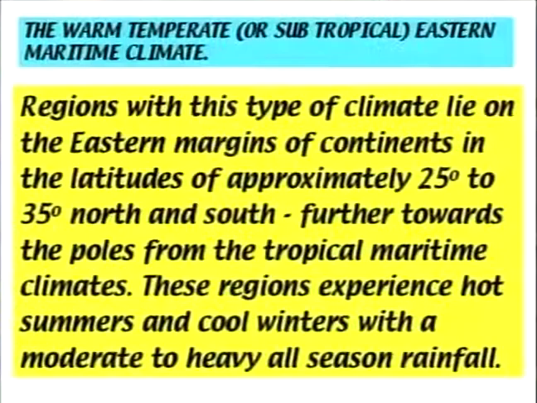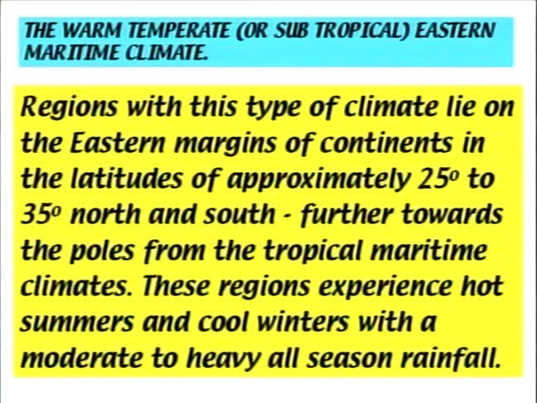The word eastern will already tell you that those climates are supposed to be found on the eastern sides of continents, but they have to be within the temperate regions of the world. And regions with this type of climate lie on the eastern margins of continents in the latitudes of approximately 25 degrees to 35 degrees north and south of the equator.